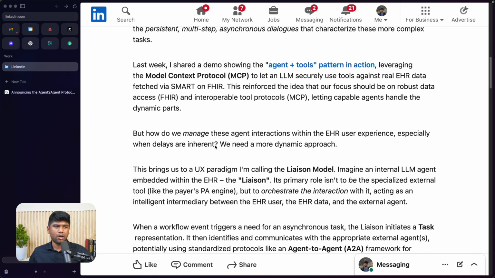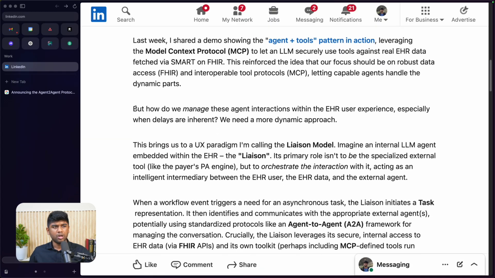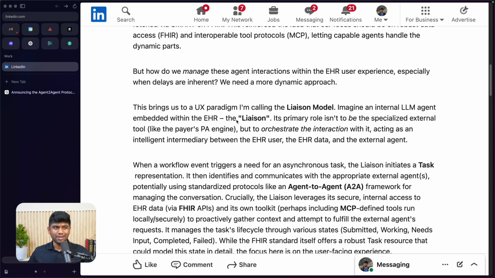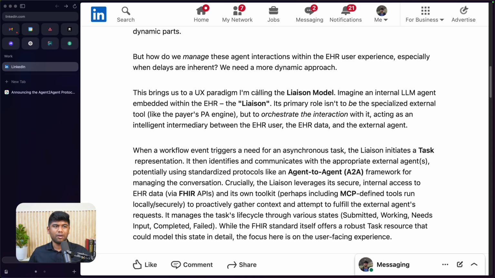So let's go back to the article. But how do we manage these agent interactions within the EHR user experience, especially when delays are inherent? So now we are talking about what happens if there is going to be a delay, there needs to be some information. How do we talk about the UX, right?